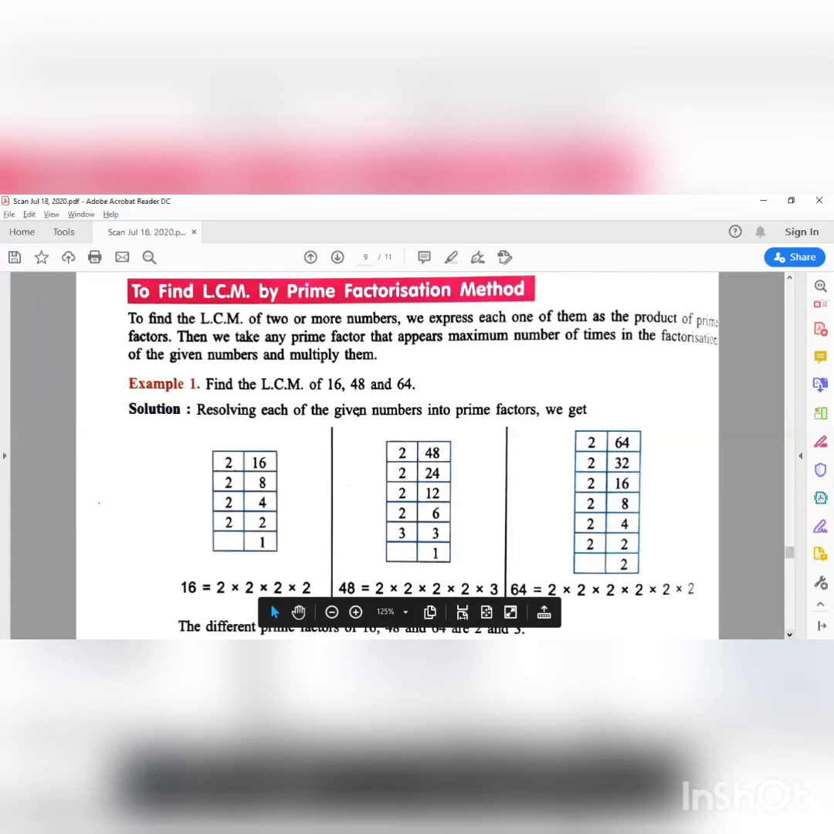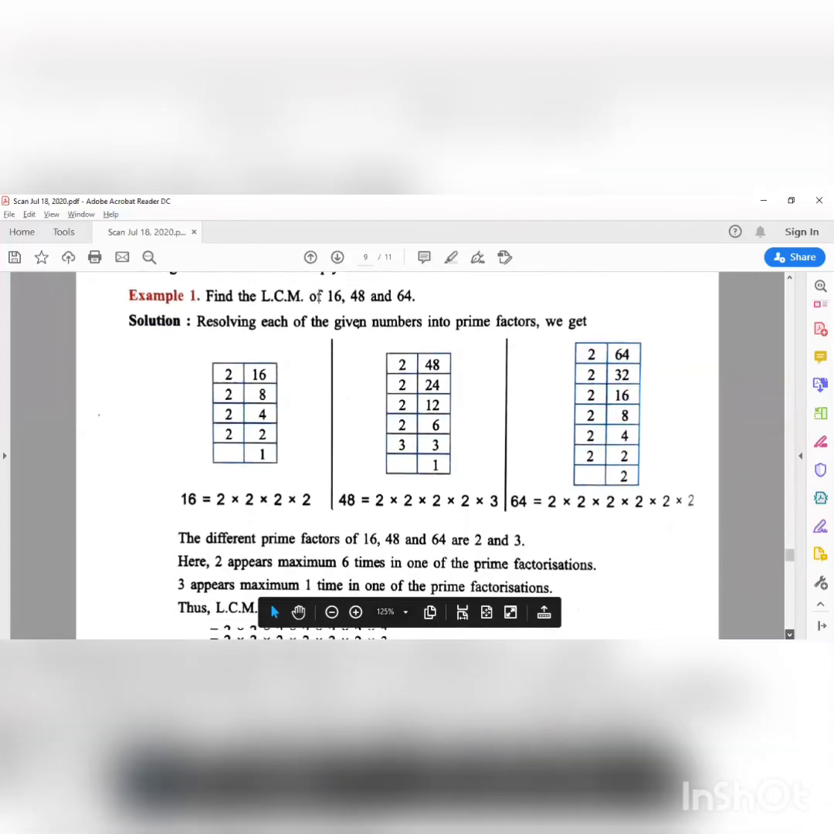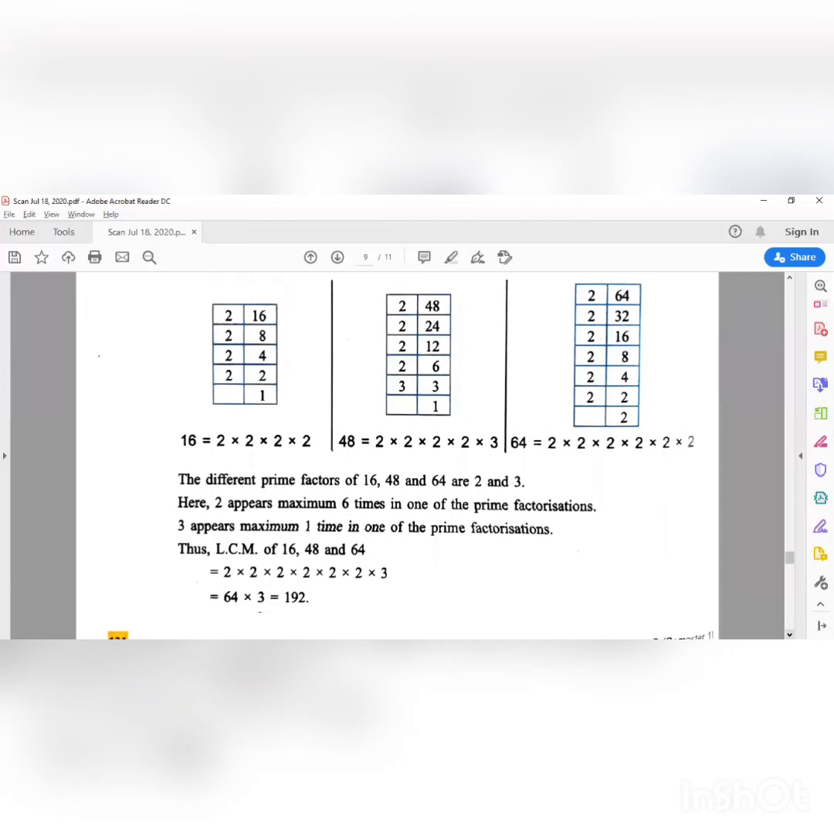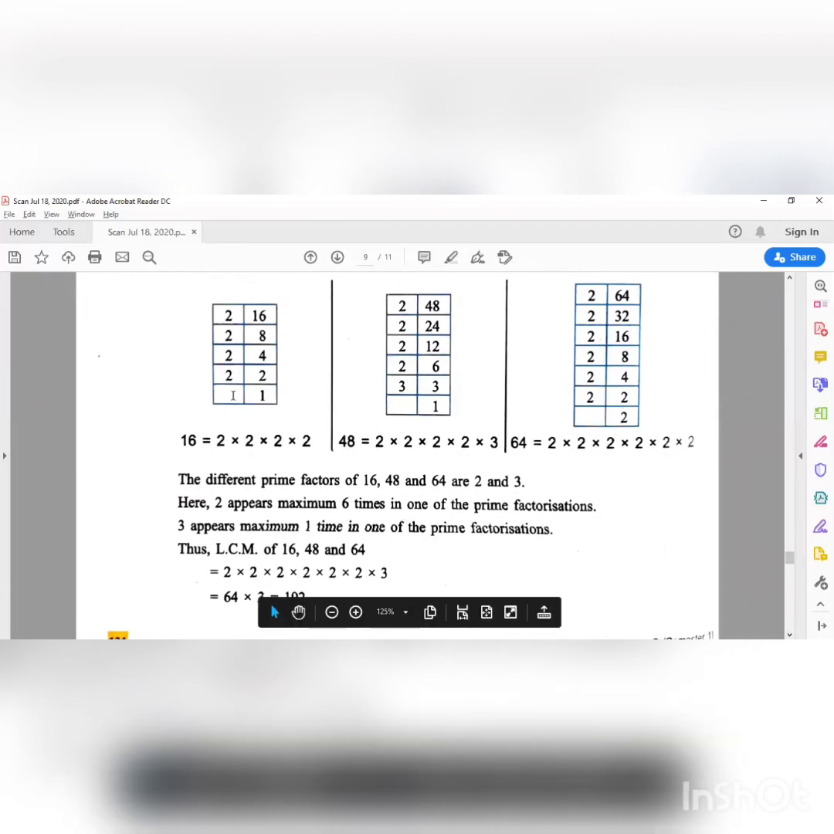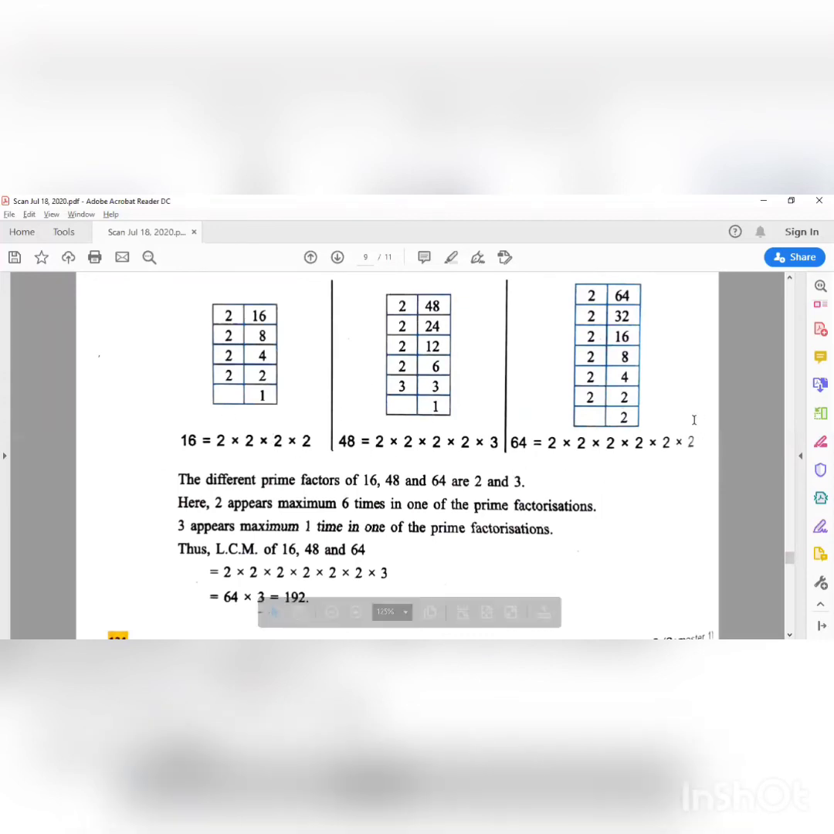So next, see here, the different prime factors of 16, 48 and 64 are 2 and 3. See here, 2 is appearing the maximum number of times in all the three given numbers. 2 is appearing here 4 times, again here 4 times, and again here 6 times. So 2 is appearing at least 4 times in all the three.